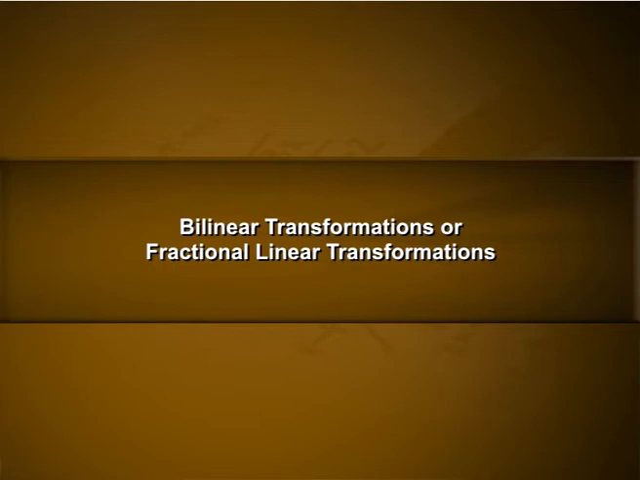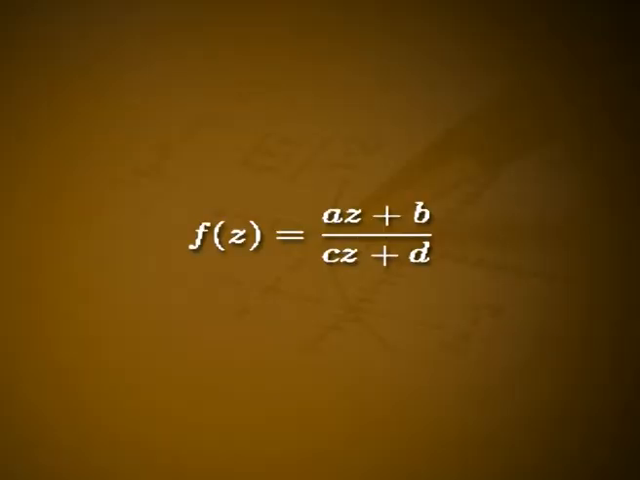Bilinear transformations or fractional linear transformations. In geometry and complex analysis, a Mobius transformation of the plane is a rational function of the form f of z is equal to (az plus b) divided by (cz plus d) of one complex variable z. Here the coefficients a, b, c, d are complex numbers satisfying ad minus bc not equal to 0.